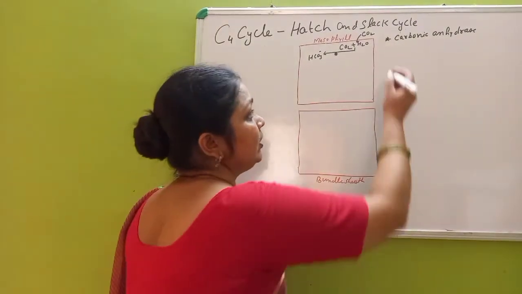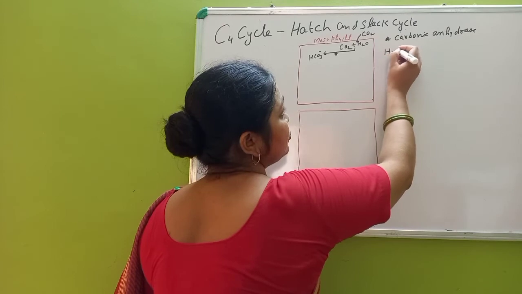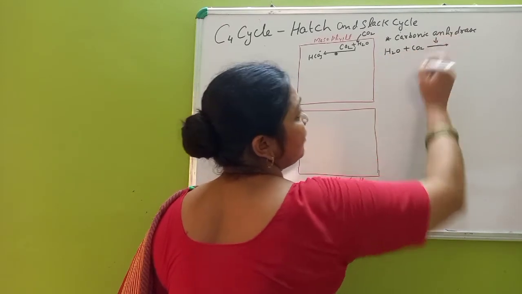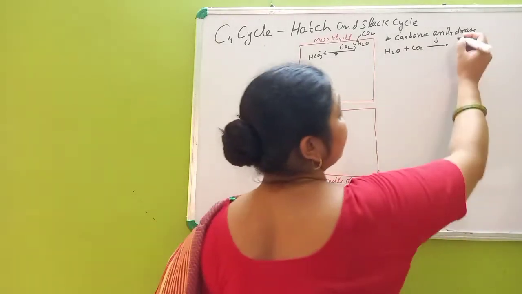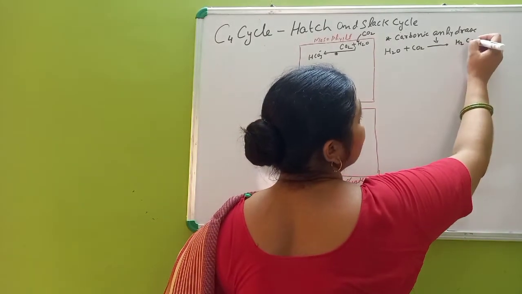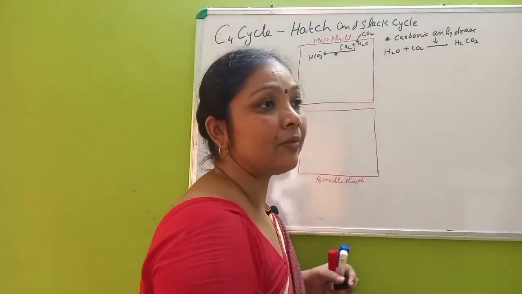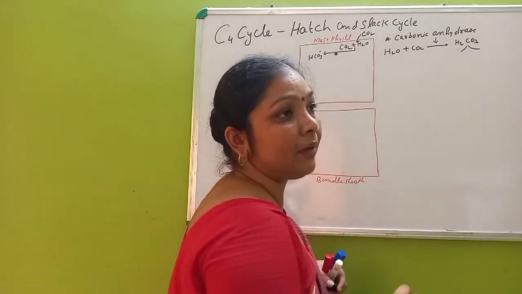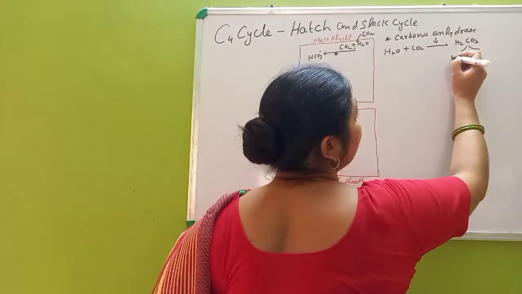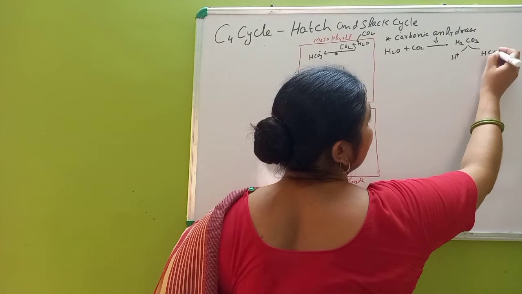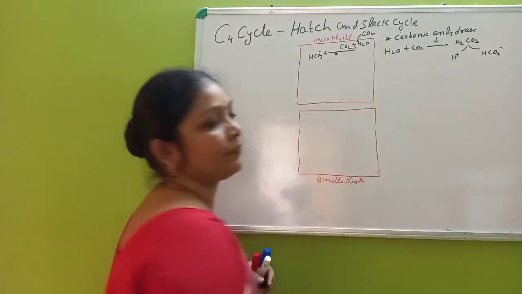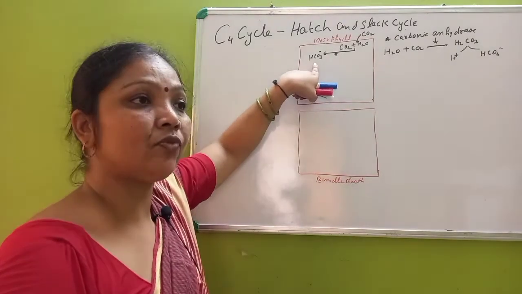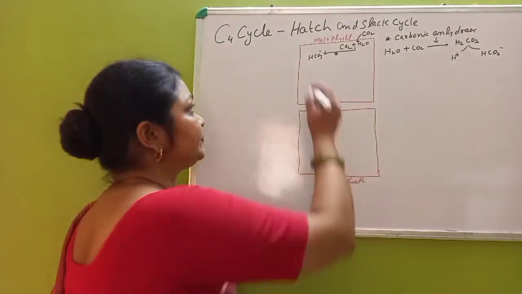Now I am rewriting the reaction here. H2O plus CO2 in the presence of this enzyme will give rise to H2CO3, that is carbonic acid, and this carbonic acid is going to split into two parts and release H plus and HCO3 minus ion. So this is the whole reaction that is occurring here. Ultimately this is formed.